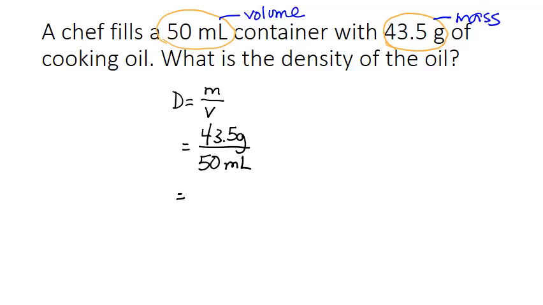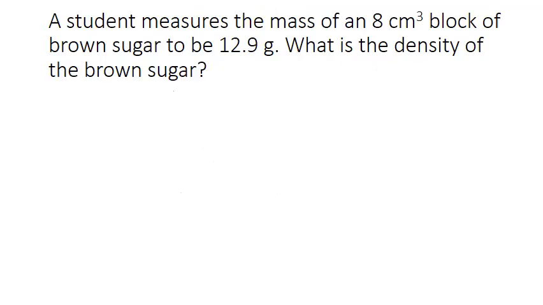Next step is to solve it. So I'll take 43.5 and divide it by 50. That gives me 0.87 grams per milliliter. So that means the density of the cooking oil is 0.87 grams per milliliter. I didn't forget my units, so we're all good. Let's do one more example.